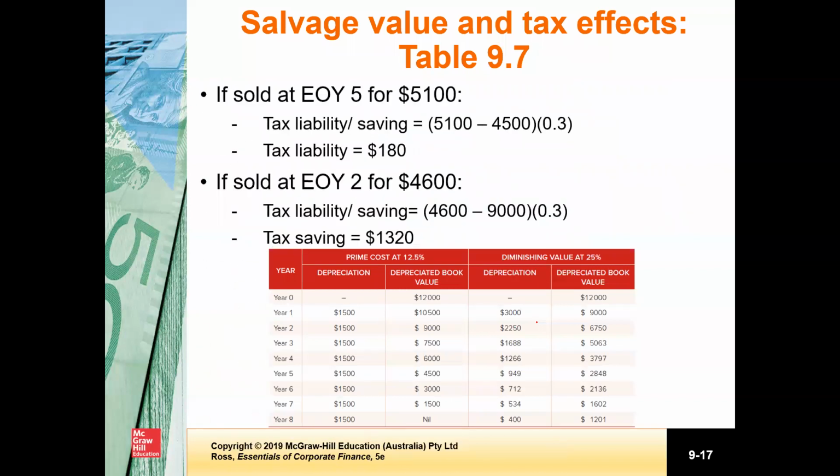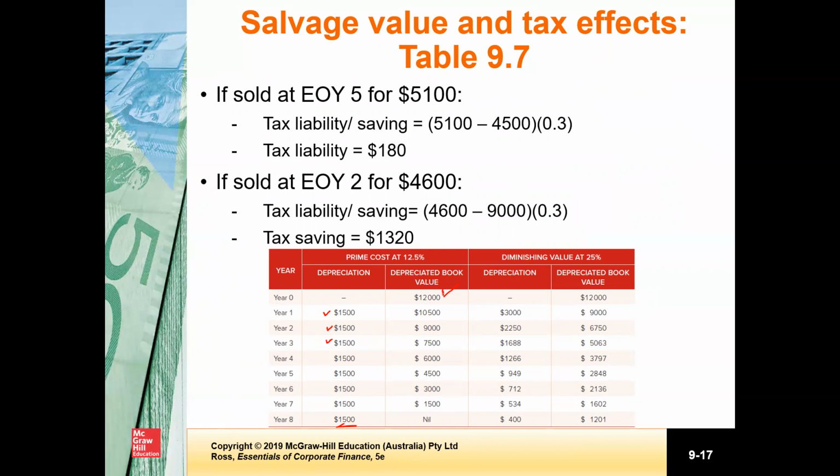So look at this example. It essentially covers the two points that we have discussed. One is the depreciation methods, prime cost and diminishing value, and another is the salvage value. An asset has straight line depreciation of $1,500 every year. The initial cost of the asset is $12,000, and it will be depreciated over 8 years.